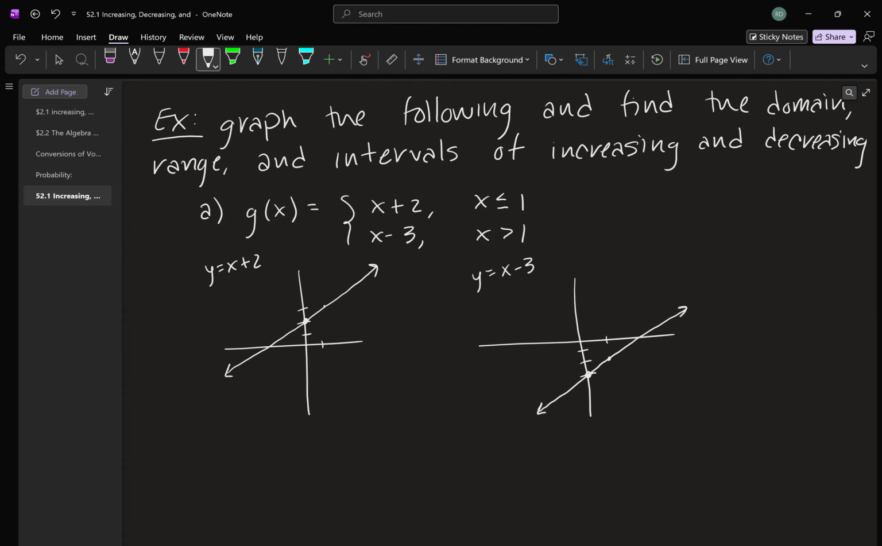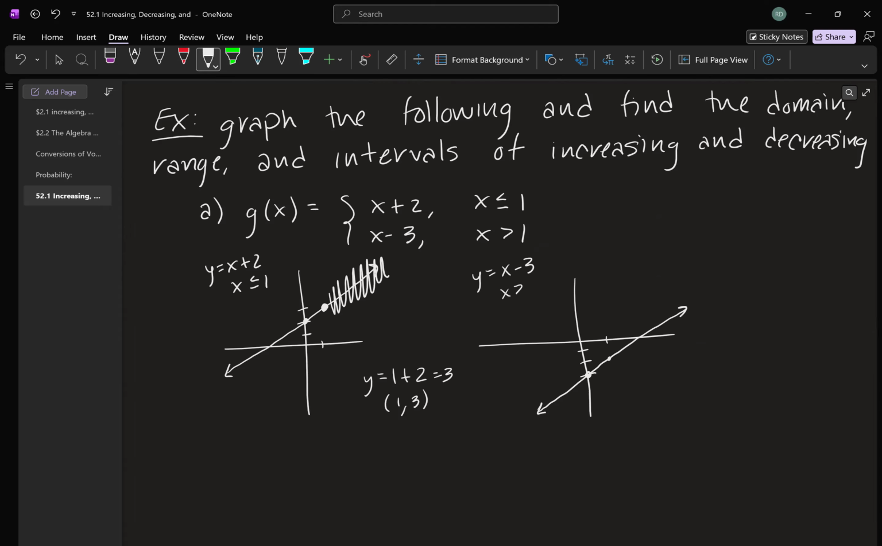Now let's restrict our domains, x less than or equal to 1. So I need to find my point at 1. So I plug in 1 for x. I get 3, which means I have a point at 1, 3. This one's going to be a closed circle because it is or equal to, and the arrow points to the left, so we're going to forget about everything that's not to the left.